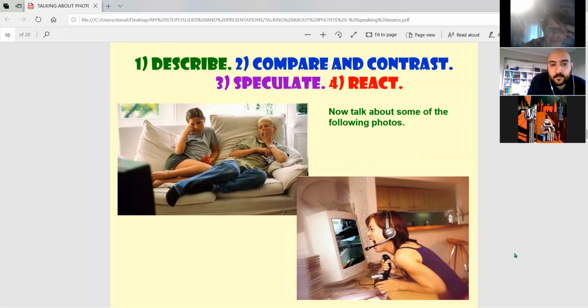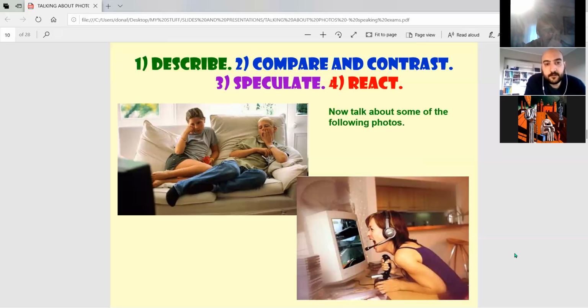And the difference could be that in the photo on the left, the 2 guys are sitting on a sofa, and in the other photo, this girl is probably on a chair, and probably the 2 guys are watching TV. And in the photo on the right, the girl is playing some game, probably an online game or something like that.